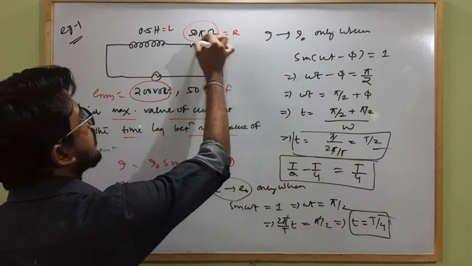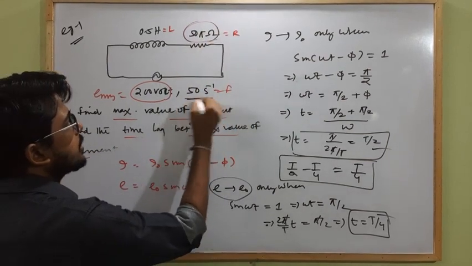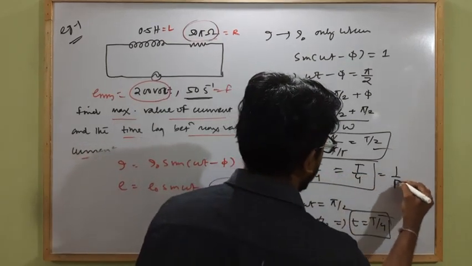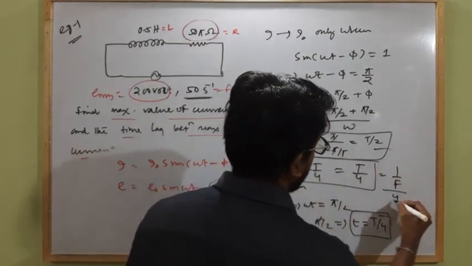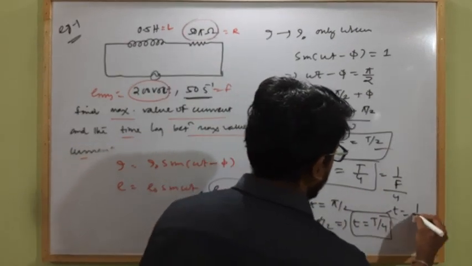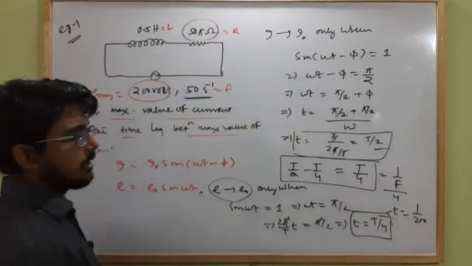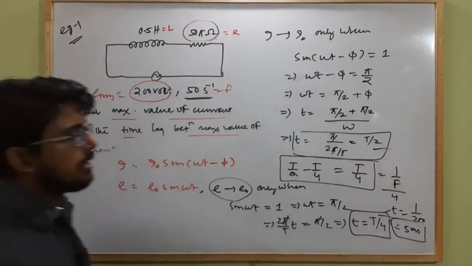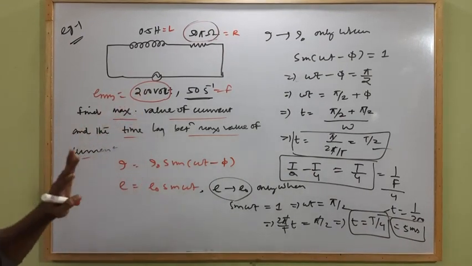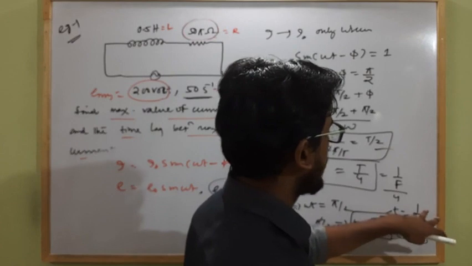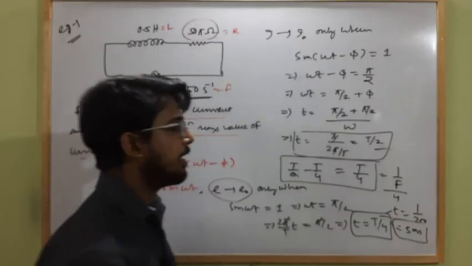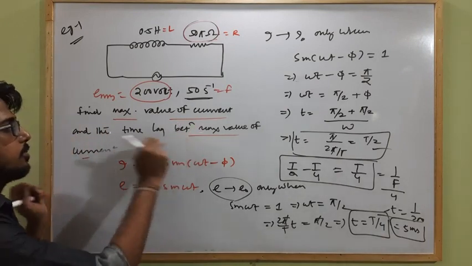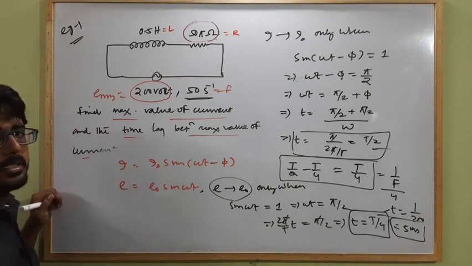As you know, this is the frequency of the alternating source. So what is the time period? Time period equals 1 by f, divided by 4. So the time lag t equals 1 by 200. Clear? Or this will be 5 millisecond. So the time lag between maximum EMF and maximum current is 1 by 200 or 0.005, or 5 millisecond. So this is how we can calculate the maximum current and the time lag between maximum current and maximum EMF. Clear?